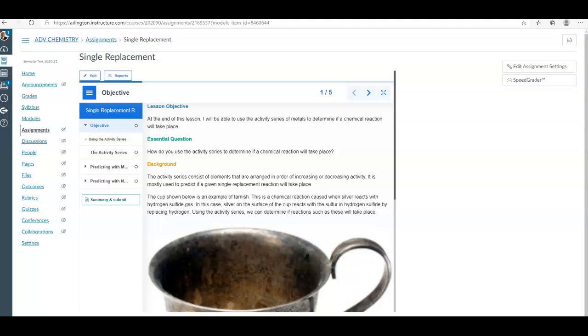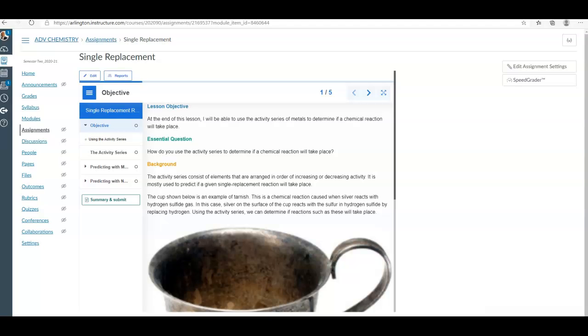Now, today's lesson objective, as you see on the screen, is geared towards you being able to use the activity series of metals and non-metals to determine if a reaction will take place. We're going to explain what the activity series is.